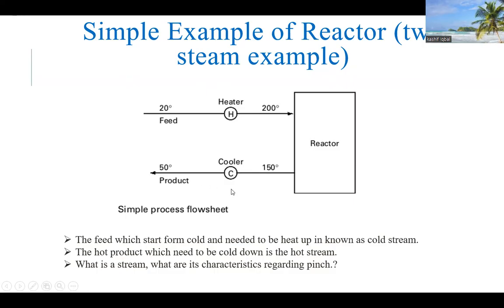So a stream is an entity where the composition of the material before and after the exchange of heat does not vary. So someone can say that the reactor could be a stream. No, it cannot be a stream because the composition at the point where the feed gets in and the composition of the product that goes out from the system is not the same. So we cannot define a reactor as a stream.